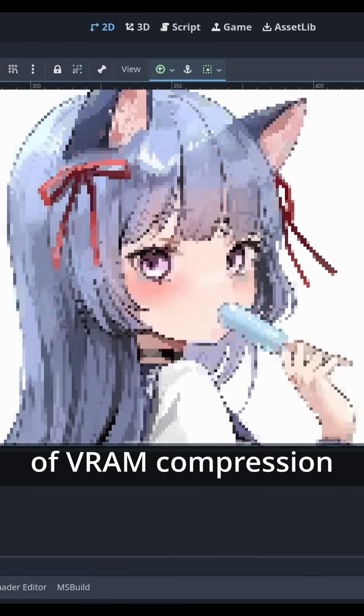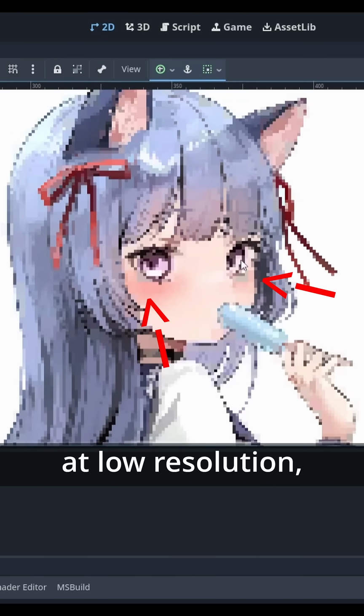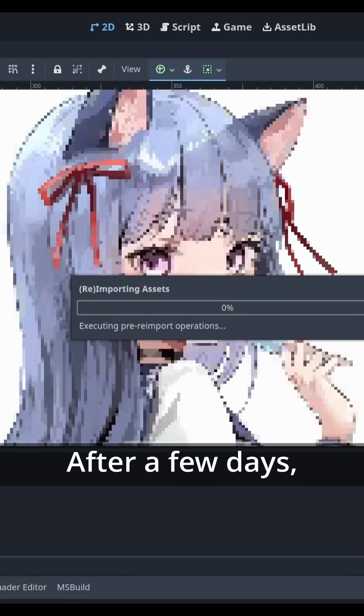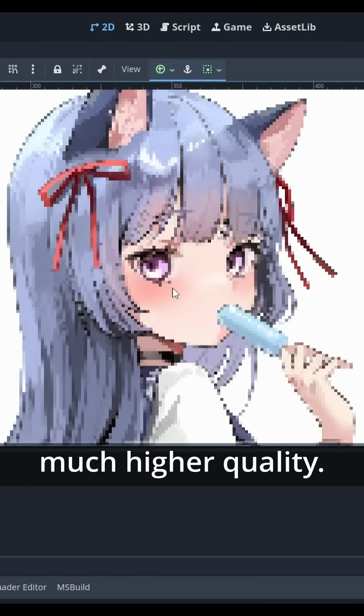One drawback of VRAM compression is these weird artifacts at low resolution, which you can resolve by checking high quality. After a few days, your texture will be imported with much higher quality.